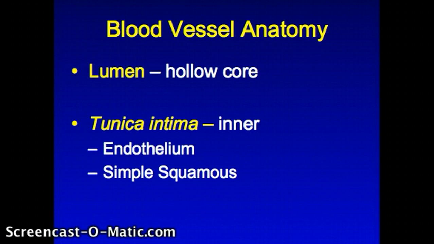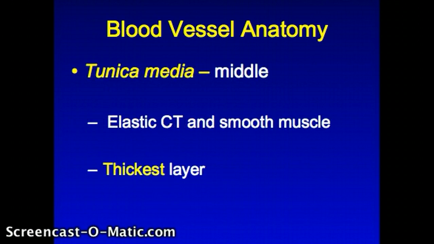Anyway, the innermost layer is the tunica intima. It's made of endothelium, which is an epithelial tissue, really, really super thin. If you remember what simple squamous tissue looked like, that was the one that looked like a fried egg. That's what it's going to be made of, and it's really good for diffusion. Then we have the tunica media.